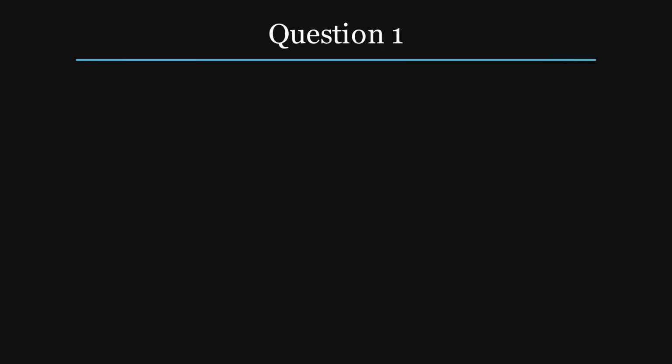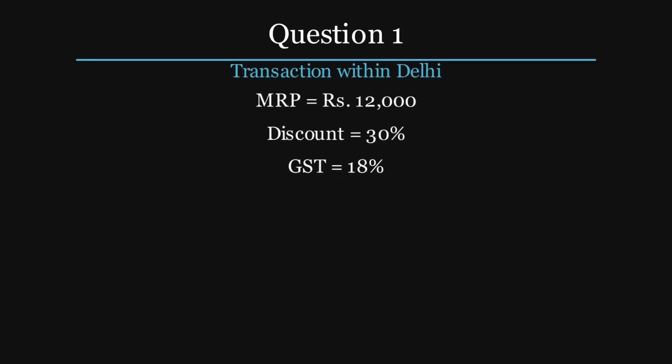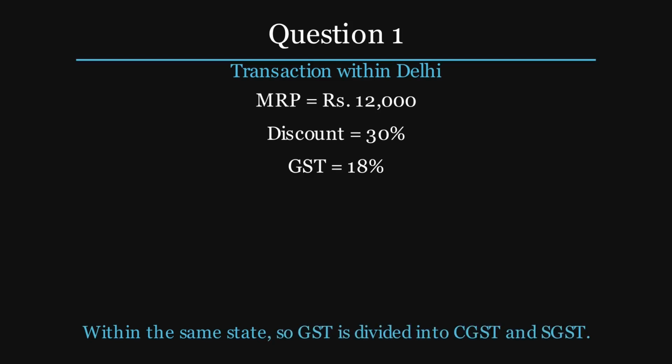Now let us start with question 1. The transaction is within Delhi. MRP is Rs 12,000, discount is 30%, GST is 18%. Since the transaction is within Delhi, it is an intra-state transaction. So GST will be divided into CGST and SGST. That means CGST is 9% and SGST is 9%.